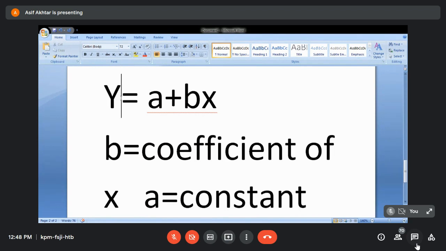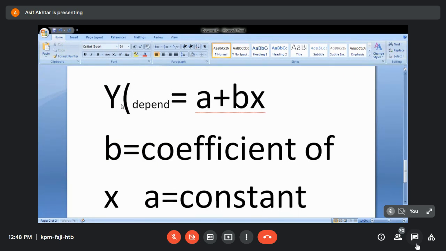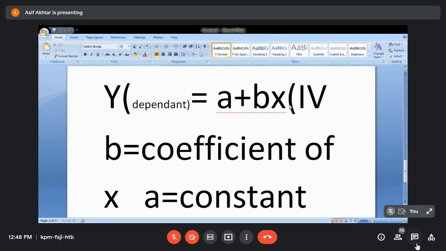No problem. I'm saying this y. Is this visible to you? Y? Yes, sir, it is. y is the dependent variable. This is dependent, as in the value of y depends on x. x is independent. This is the independent variable.